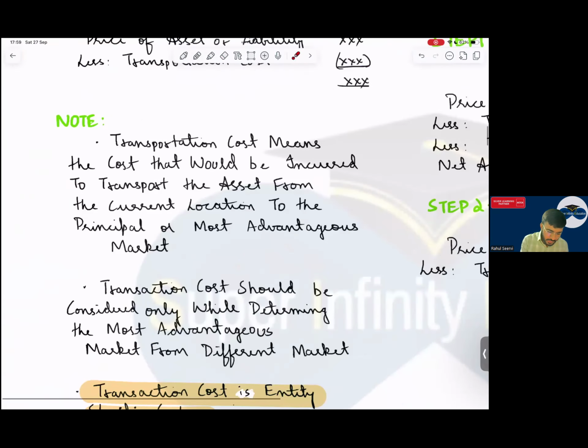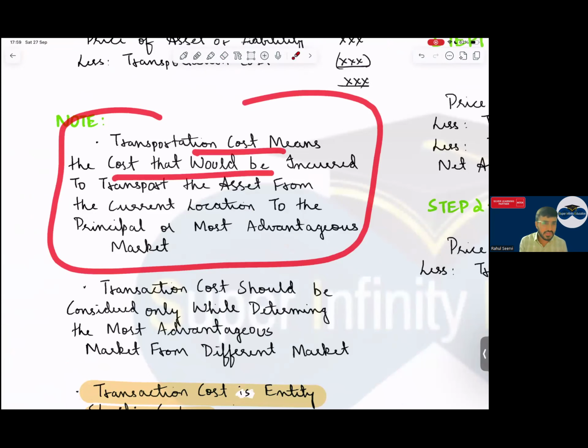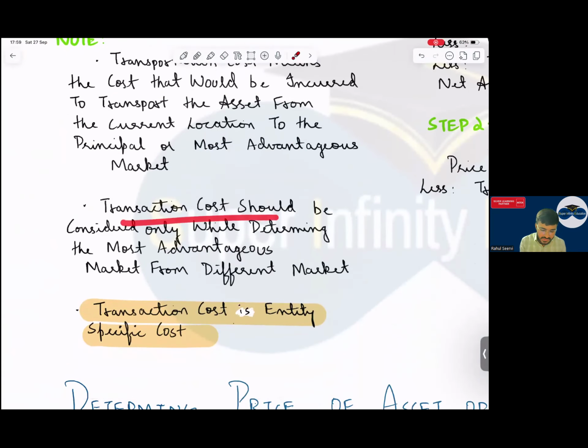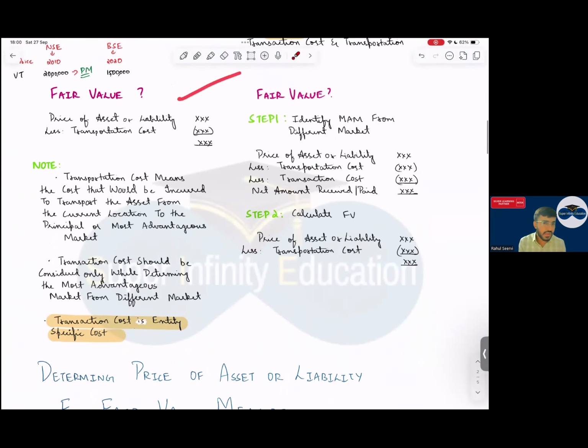See, transportation cost means the cost that would be incurred to transport the asset from one location to another location. Which locations? Principal market or most advantageous market. Transaction cost should be considered only while determining the most advantageous market. Why did I mention it? Transaction cost is entity specific, it's not asset specific. So with this, I hope this is clear to everyone.